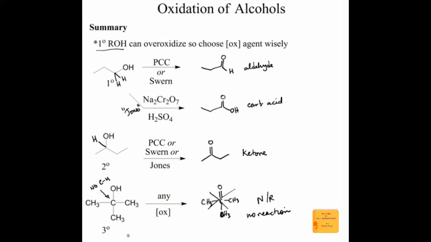Remember, the way we describe a primary alcohol means that the carbon bearing the OH is attached to just one other carbon. So because this is a primary carbon, we call this a primary alcohol. Because this is a secondary carbon, we call this a secondary alcohol. And here we have a tertiary carbon, and that's why this is described as a tertiary alcohol.